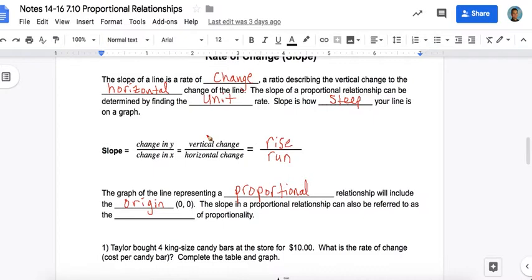Because let's say the equation was y equals 6 times x. Well, when you plug in 0 for the x, 6 times 0 equals 0. So the x and the y would both be 0. The slope in a proportional relationship can also be referred to as the constant of proportionality. And that's because you're constantly multiplying by the same number each time.